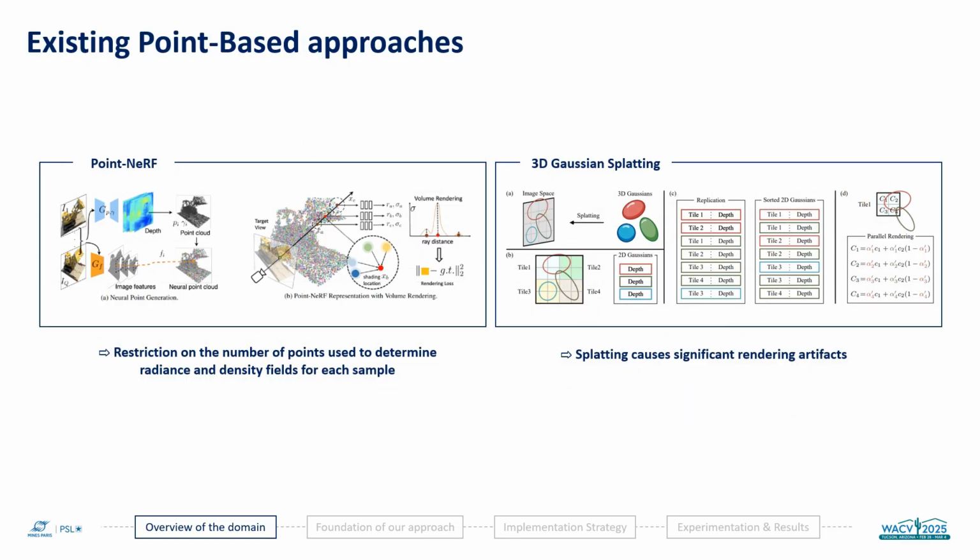Noteworthy examples include Point-NeRF, which delivers great graphical results, and 3D Gaussian Splatting, which achieves faster computation times while maintaining high-quality outputs. However, the first approach is limited in speed due to its reliance on neural networks and further constrained by the use of a relatively small number of points to compute the density and radiance fields. Meanwhile, the second approach relies on a splatting algorithm which inherently produces rendering artifacts such as flickering.